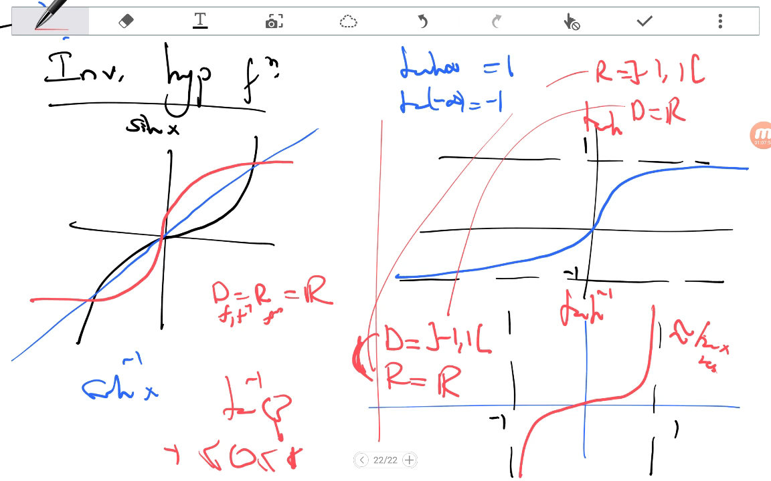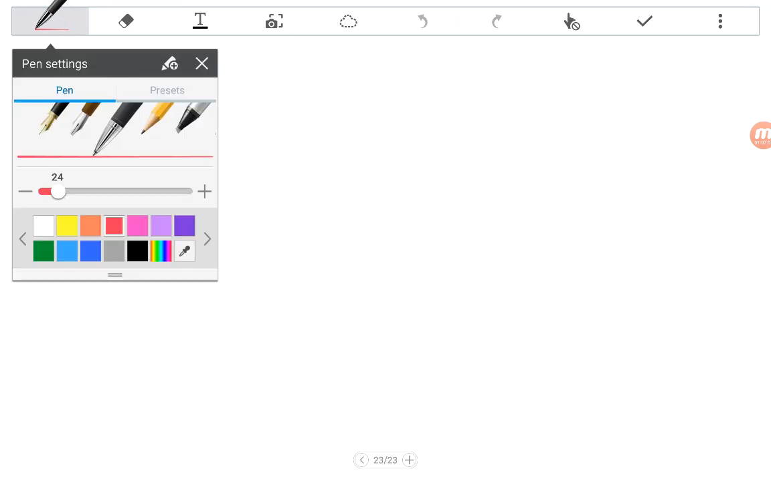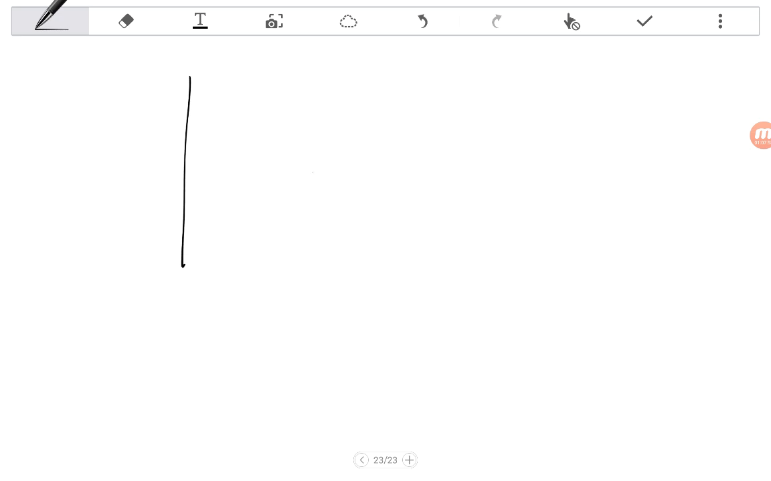What about the cosine? Yes, the cosine has a problem. Why does it have a problem? A cosine by itself doesn't have an inverse. Why? Because the cosine is not one-to-one.